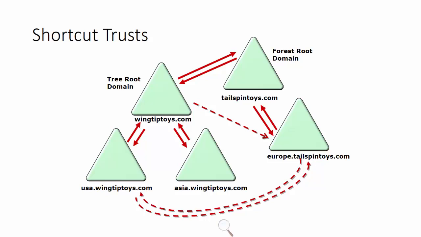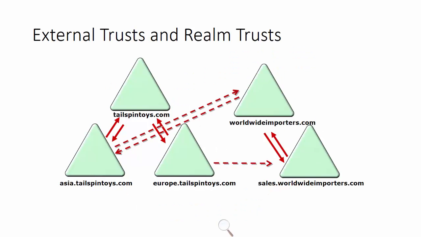So shortcut trusts are trusts which are not there by default, but we can create them. We can make them with anyone, right? Because we're part of the forest. Once we're not part of the forest, that's where the next ones come in. What is this? External trust and realm trust.